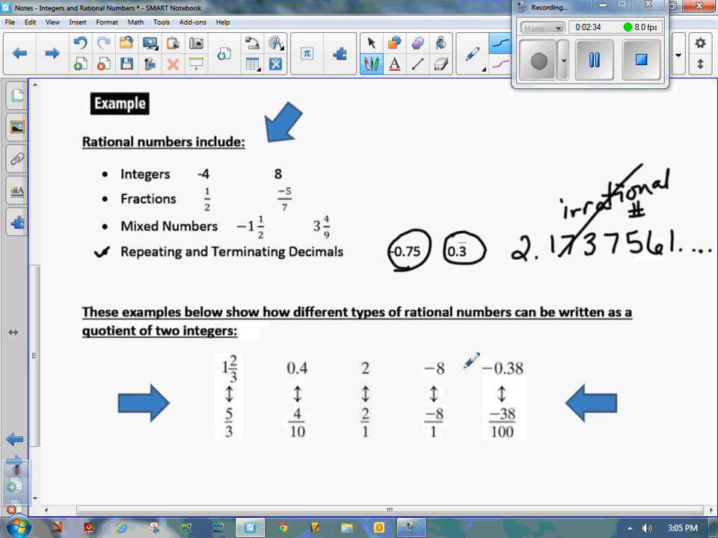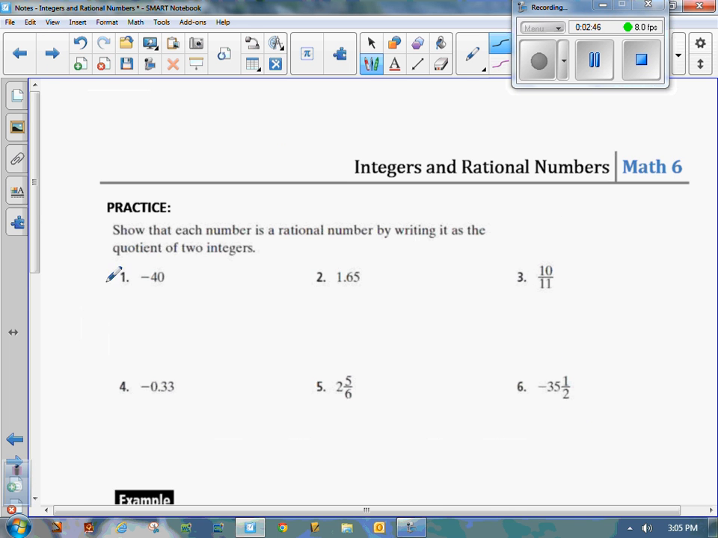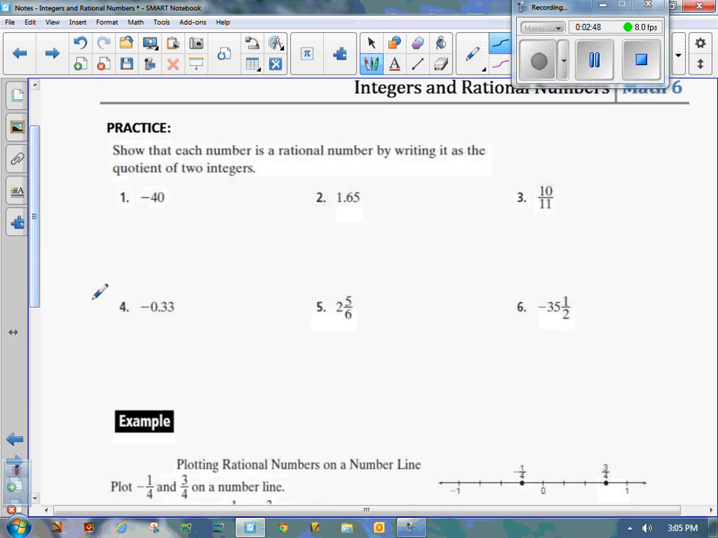Again, here's some of those examples that were up in the vocabulary. These examples show how different types of rational numbers can be written as a quotient of two integers. And we're going to practice that right now. We're going to show that each number is a rational number by writing it as the quotient of two integers. Remember, writing it as a quotient of two integers is just writing a numerator over a denominator.